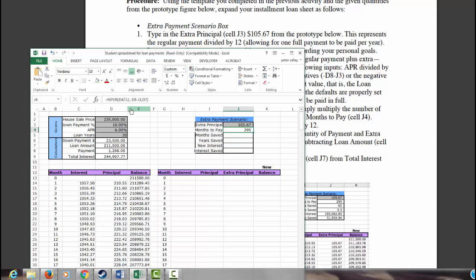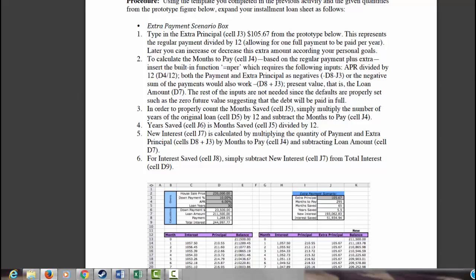So the negative meaning that I got in debt initially, so the amount that I'm paying, I'm actually paying it out, not getting it back. That makes sense. All right, months saved. All right, so years saved.